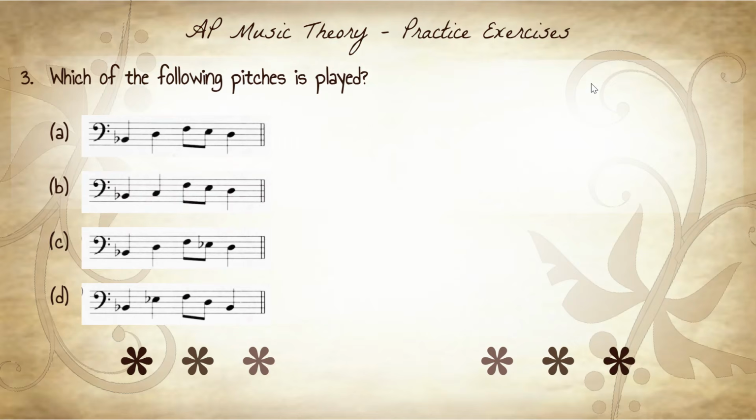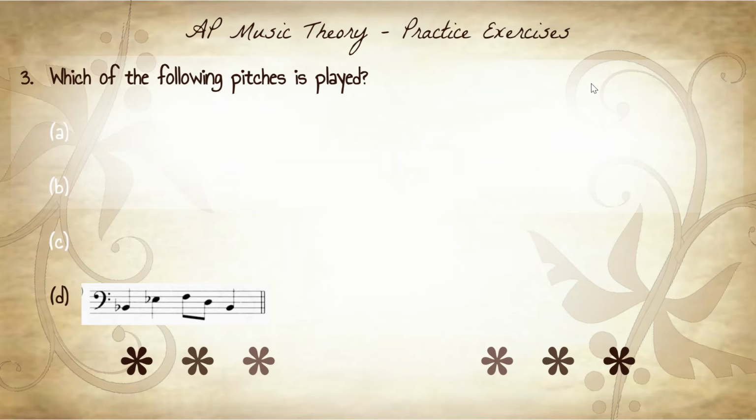Question 3. Which of the following pitches is played? And there's a note that says, identify the interval between the first two pitches. A is a major third, B is a major second, C is a major third, and D is a perfect fourth. After the first playing, if it's a major third, you've narrowed it down to either A or C. Now go back and listen. Correct answer is D. The first two pitches are a perfect fourth apart.